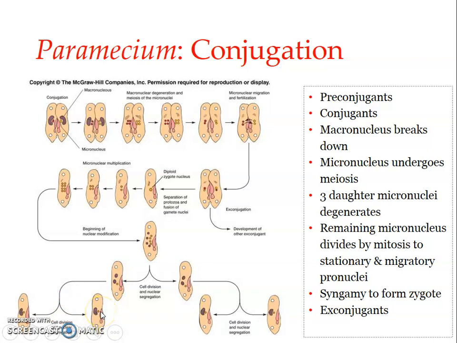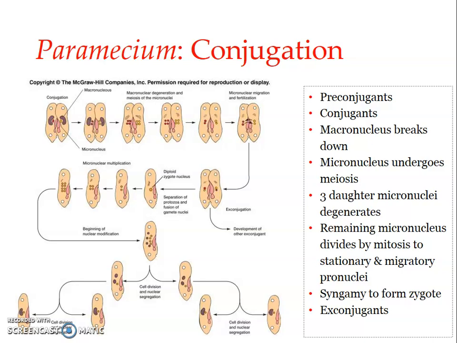So each exconjugate gives rise to 4 daughter individuals at the end of conjugation. This exconjugate has given rise to 4 daughter paramecia. Similarly, this one will also result in 4 daughter paramecia. So altogether there will be 8. I hope that is clear.